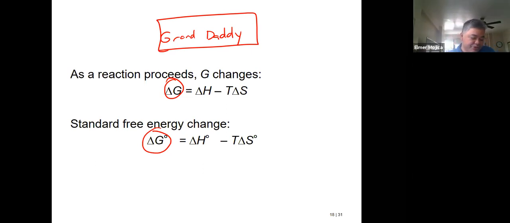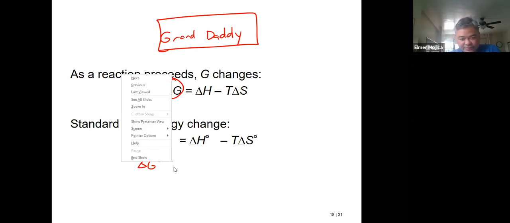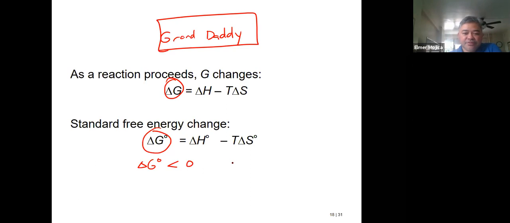Now, what does this delta G tell us? The delta G tells us that if you have a value that is less than zero, you have a spontaneous reaction. And if you have a delta G that is more than zero, that is a non-spontaneous reaction. That's the criteria, but I'm going to discuss this to you as we go on.